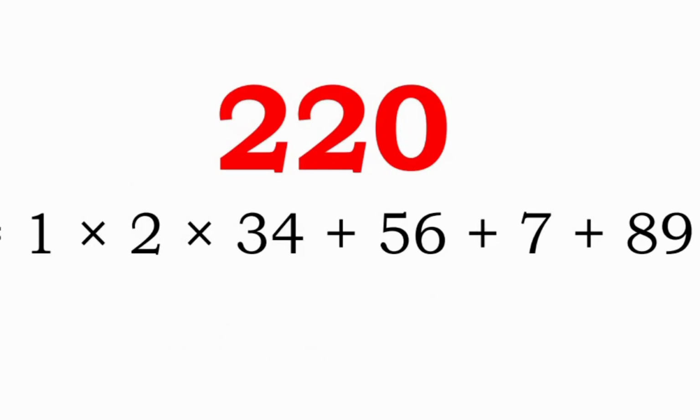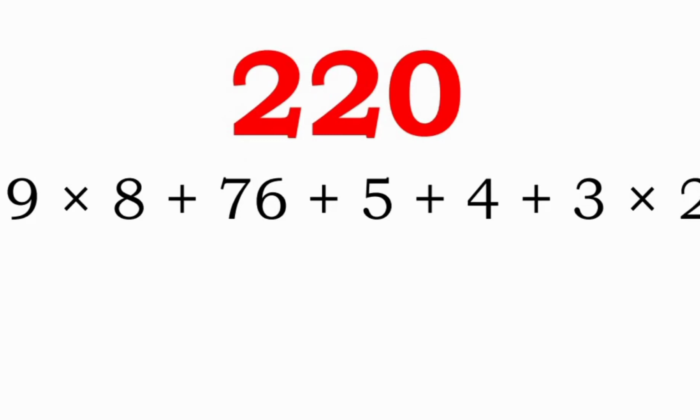The first representation of 220 goes like this. We can write 220 using the digits 1, 2, 3, 4, 5, 6, 7, 8 and 9 like 1 into 2 into 34 plus 56 plus 7 plus 89. Here the digits are being used in increasing order starting from 1 up to 9. So the order is 1, 2, 3, 4, 5, 6, 7, 8 and 9.